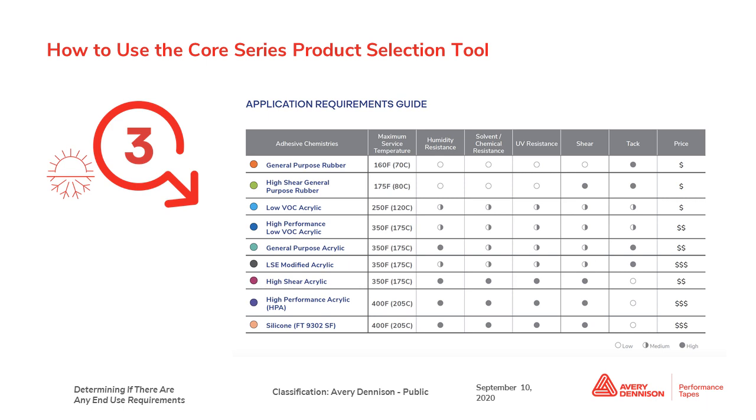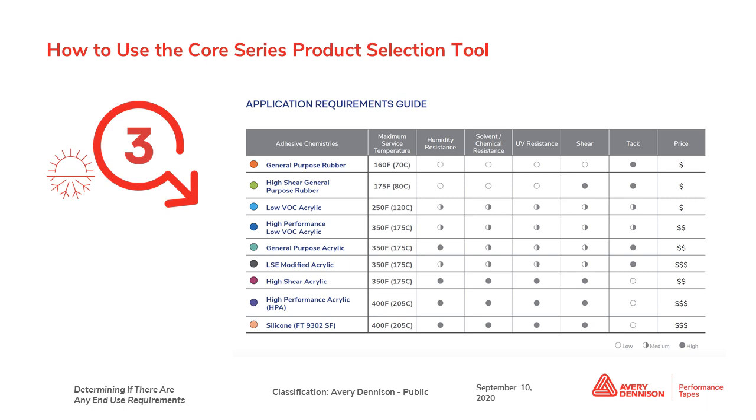The next column, we have maximum service temperature. We would not recommend a particular adhesive for temperatures above that. So, for example, you see the general purpose rubber there. 160F is the maximum service temperature we would recommend. If your application exceeds temperatures beyond that, we would not recommend that particular adhesive.